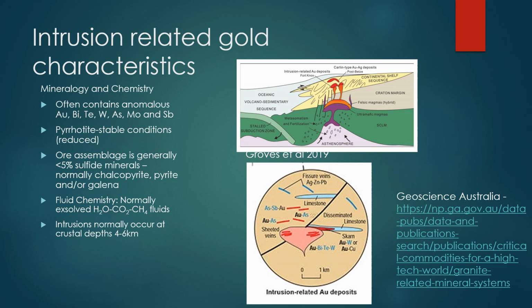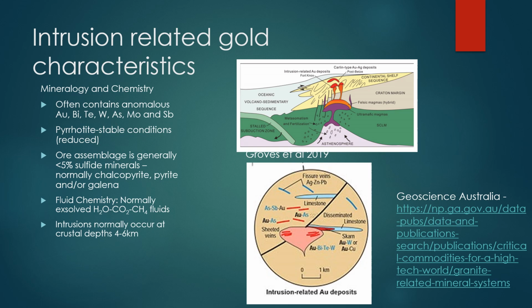So in the porphyry copper, we tend to get much more oxidized melts, whereas intrusion related, we're a little bit more reducing. The fluid chemistry that's derived off of those plutons is different, and the metal associations are slightly different as well. So intrusion related gold deposits often have a gold, bismuth, tellurium type signature, as well as tungsten, arsenic, molybdenum, and antimony. We don't really see some of these metals, for example, in porphyry copper deposits or even orogenic gold deposits.